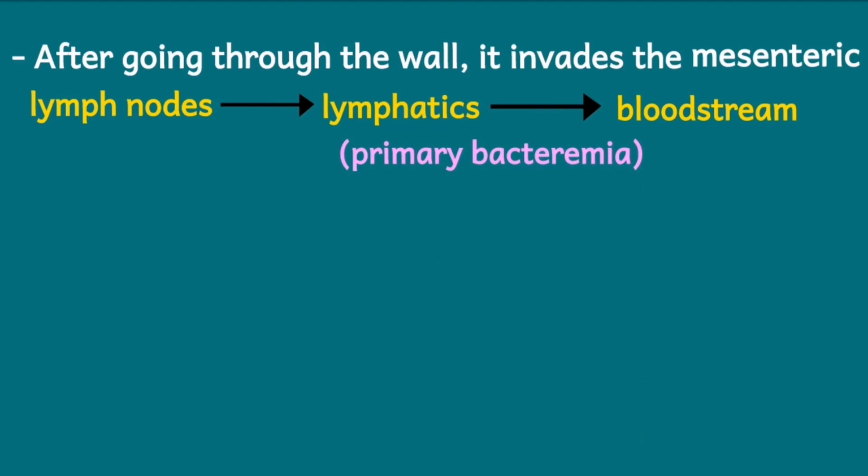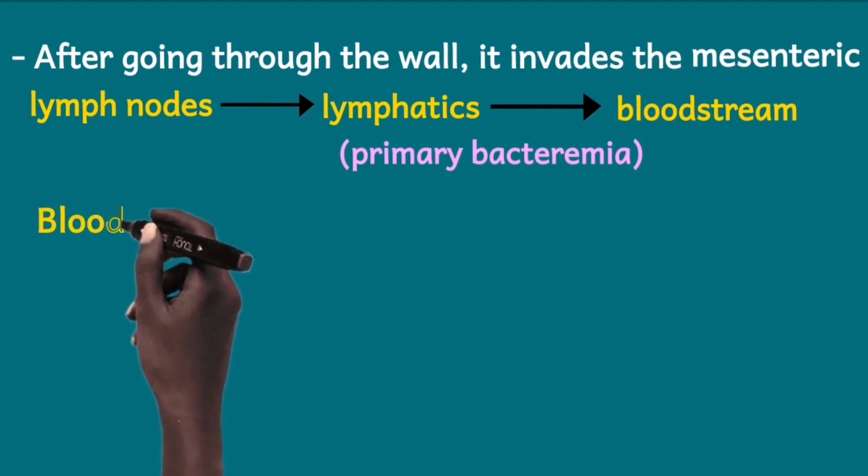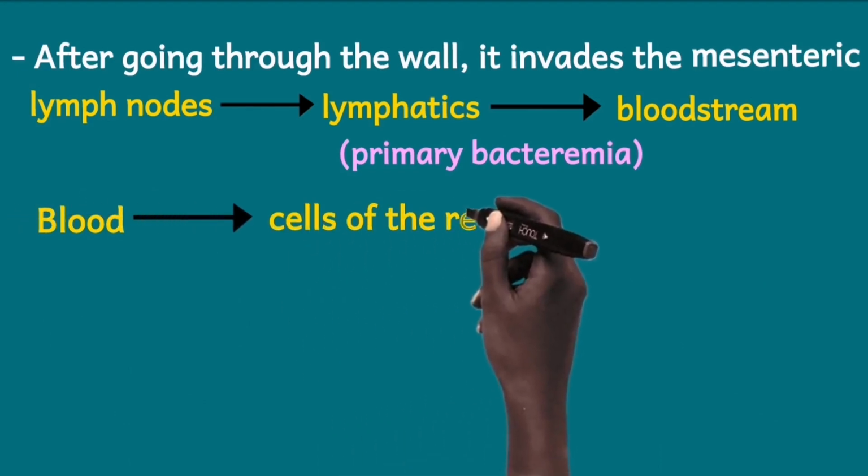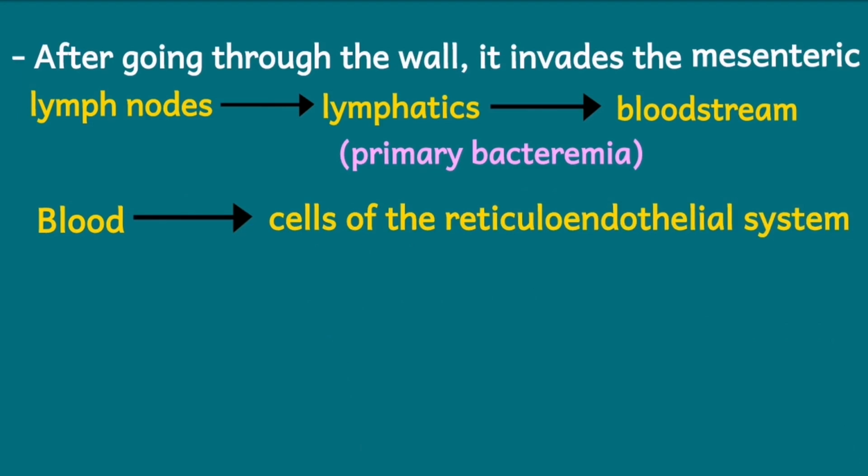Now, the first time they find themselves in the blood is called primary bacteremia, and at this point the patients will show few or no symptoms at all. Then while in the blood, the heart pumps them everywhere, but the organisms prefer the cells of the reticuloendothelial system. Remember, we mentioned a similar thing when we were discussing measles, that the cells of the reticuloendothelial system are mostly macrophages. And so another term for reticuloendothelial system is monocyte macrophage system.